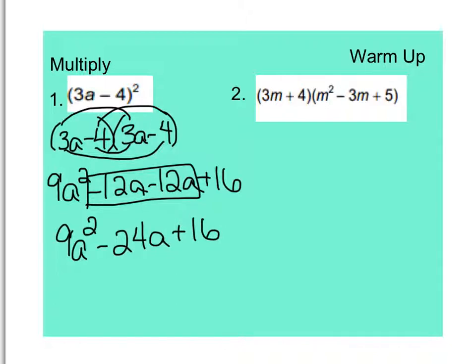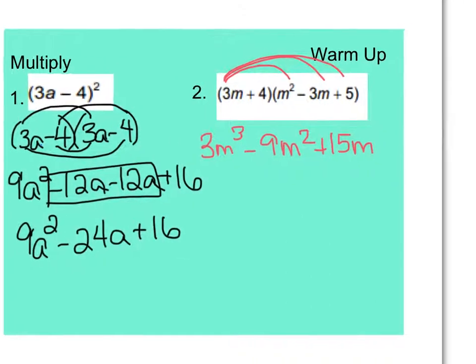Number 2, we need to multiply 3m plus 4 to everything in that second polynomial. I'm going to show you the distributing way again. If you do the chart, just know that these terms should be in your chart. So first, 3m times m squared is 3m cubed. 3m times negative 3m is negative 9m squared. And 3m times 5 is 15m.